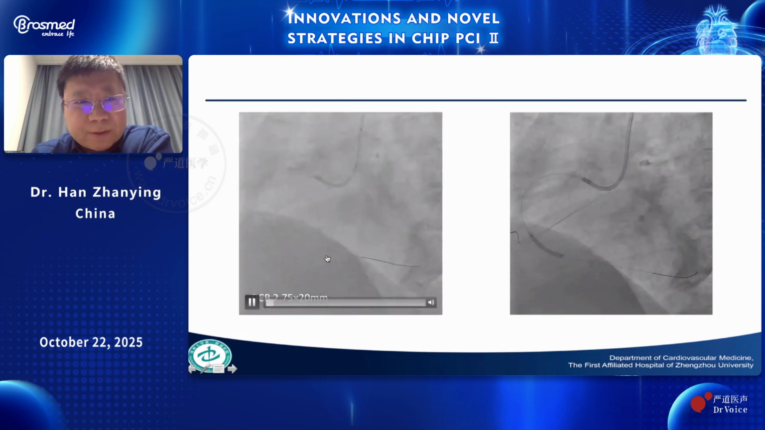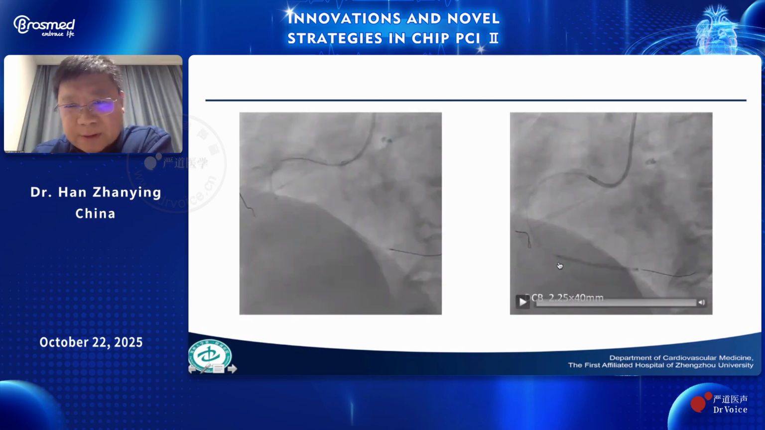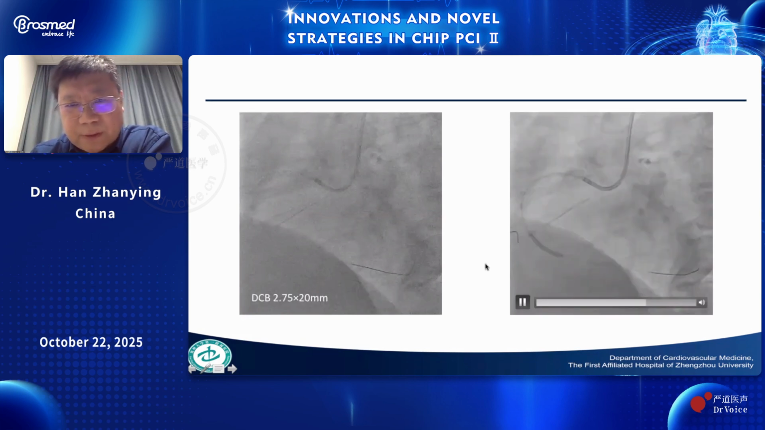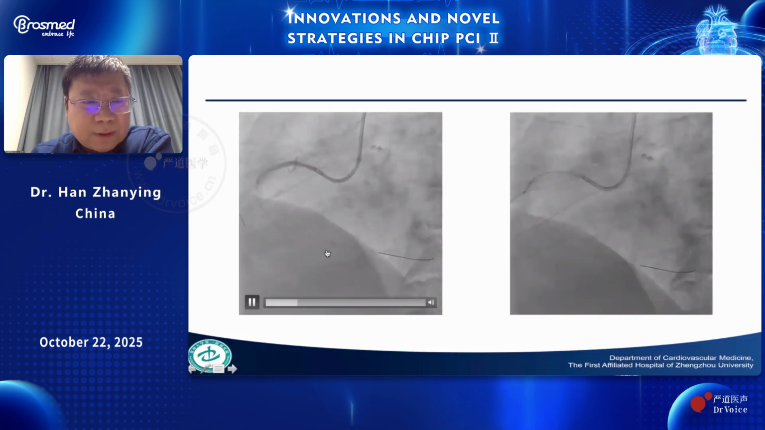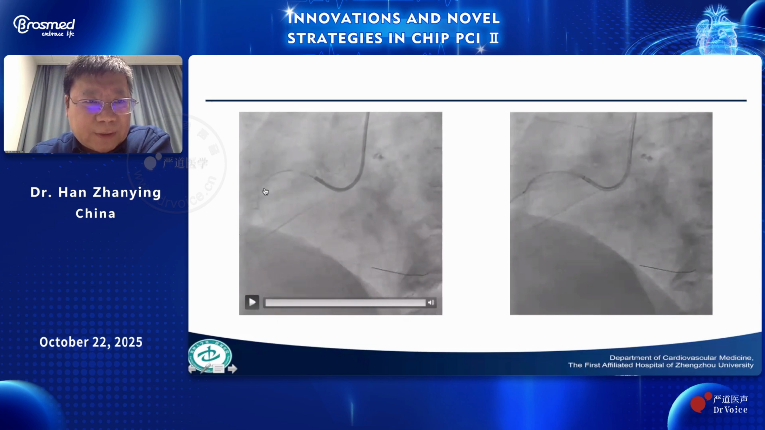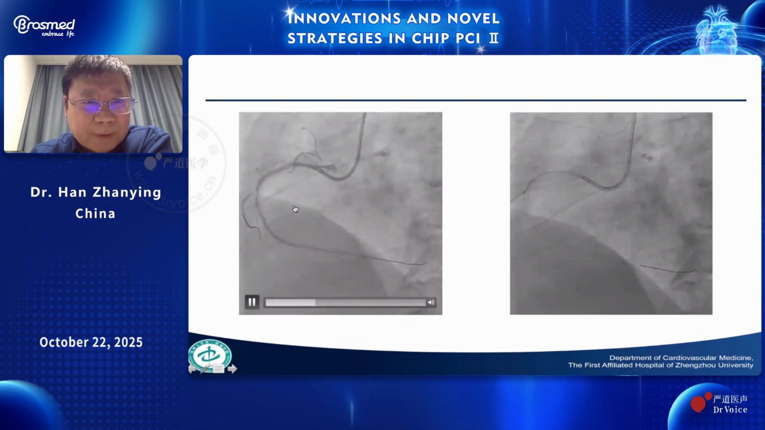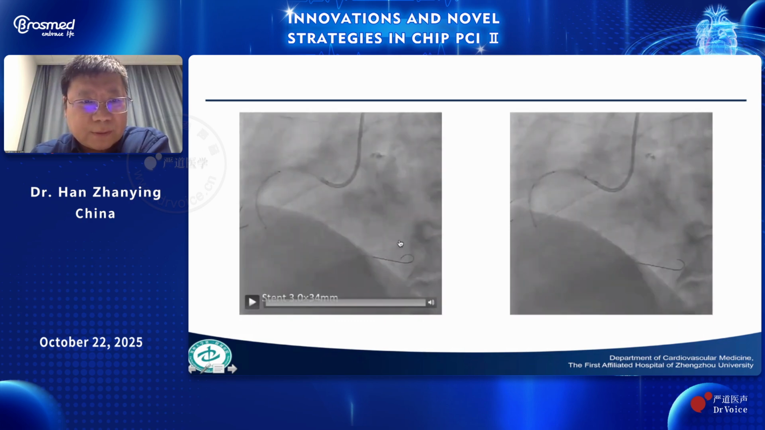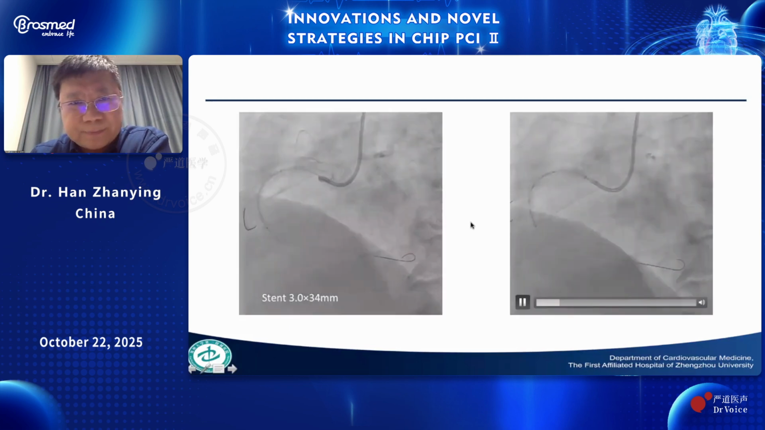coronary artery. It's for DCB. The first DCB is 14 millimeter, and the second DCB is 20 millimeter. Then at the middle segment of the right coronary artery, we choose 1 stent. The length is 34 millimeter here.